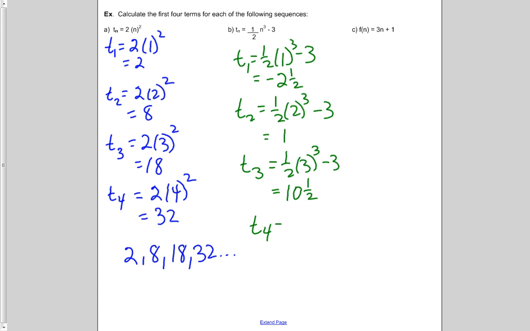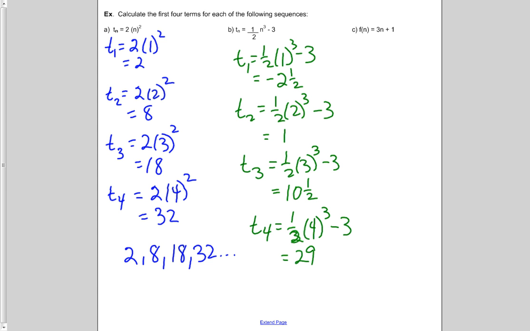Fourth term, a half times 4 cubed minus 3. 4 cubed is 64. Divided by 2 is 32. Take away 3 is 29. If you find a boo-boo, you get a bonus mark.